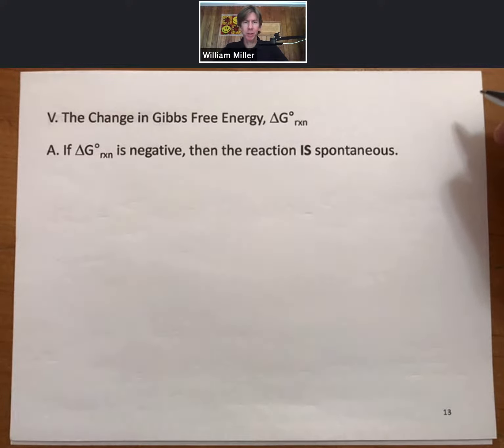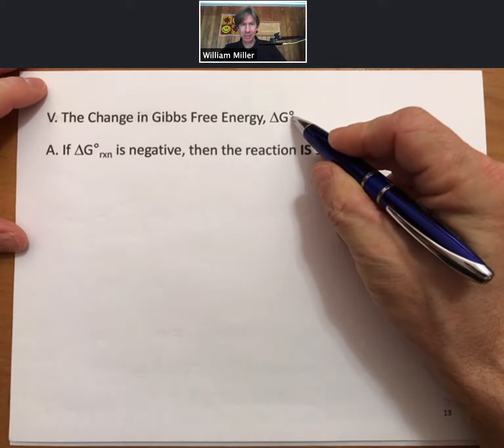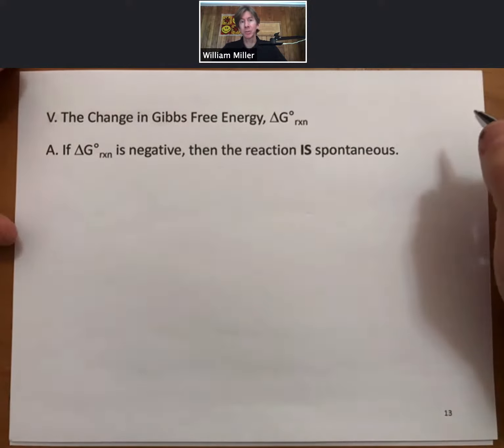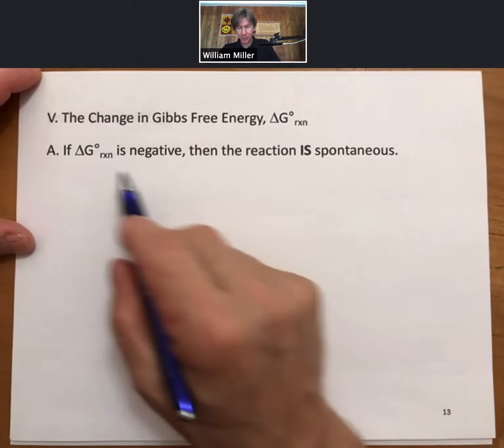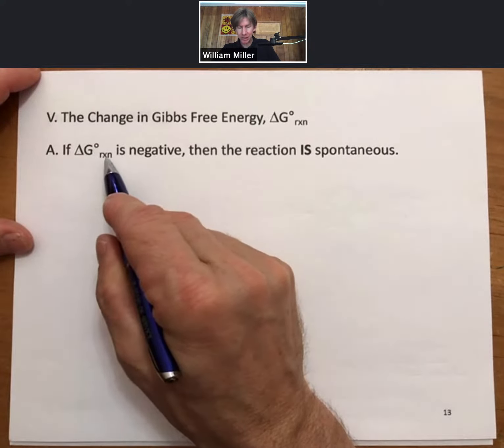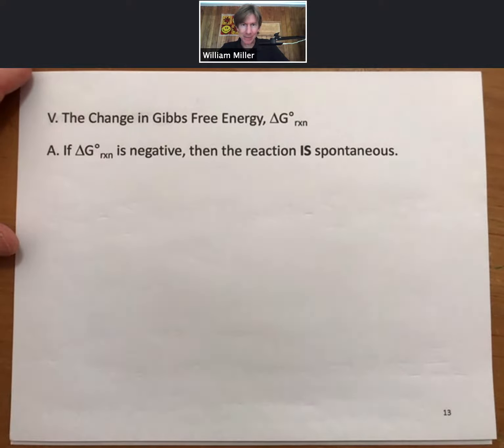So now let's talk about the function that does tell you if a reaction is spontaneous or not. That state function, if you will, is the change in Gibbs free energy of reaction under standard conditions, although we will also be at non-standard conditions as well. Let's just start right off. If delta G naught reaction is negative, then the reaction is spontaneous.